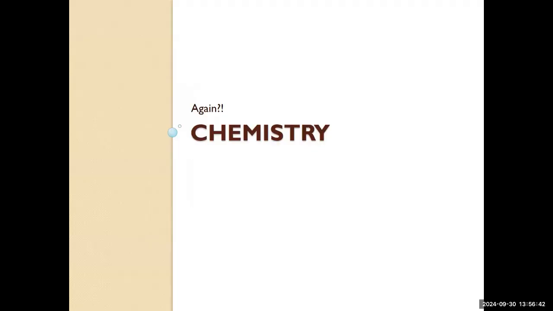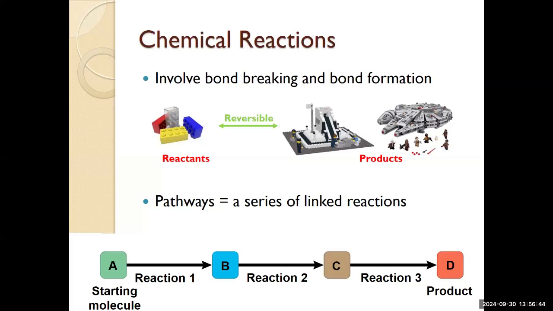Let's revisit chemistry. Recall that all chemical reactions involve bond breaking and bond making. Oftentimes, these pathways are reversible. A pathway is really just a series of linked reactions leading from point A to point B, from a reactant to a product. It may not be one reaction long, it may be several reactions.